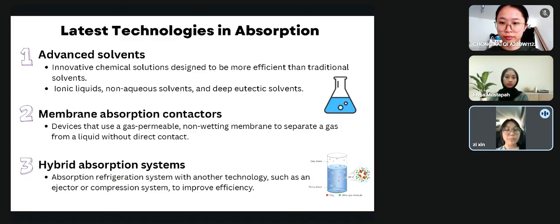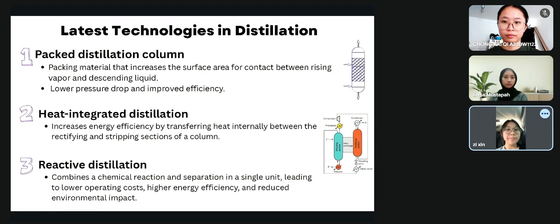The third one is hybrid absorption system. This combines absorption refrigeration system with other technology like ejector or compression system. This is to enhance performance and improve efficiency.